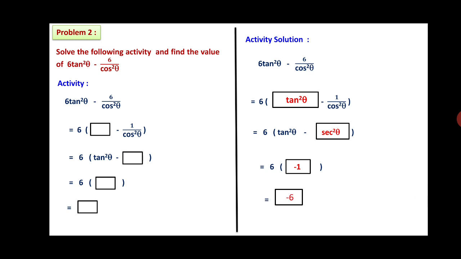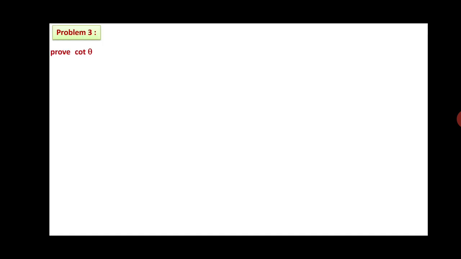These are the four box values shown with red color. Now we'll continue with the next problem, number 3. Complete the following activity to prove cot theta plus tan theta is equal to cosec theta into sec theta.